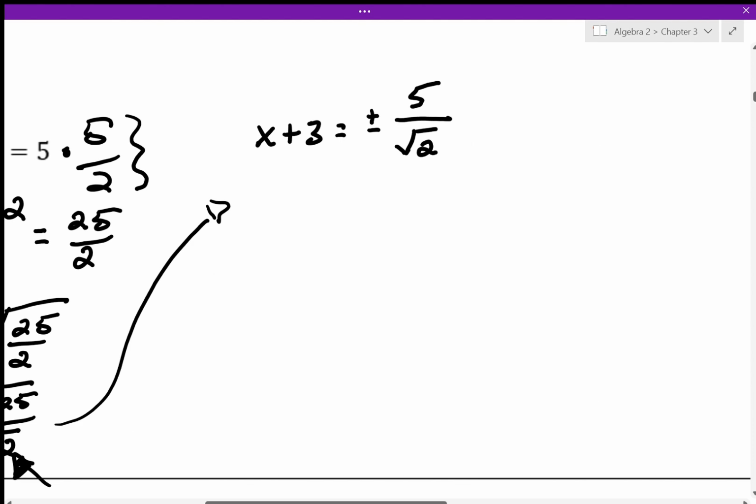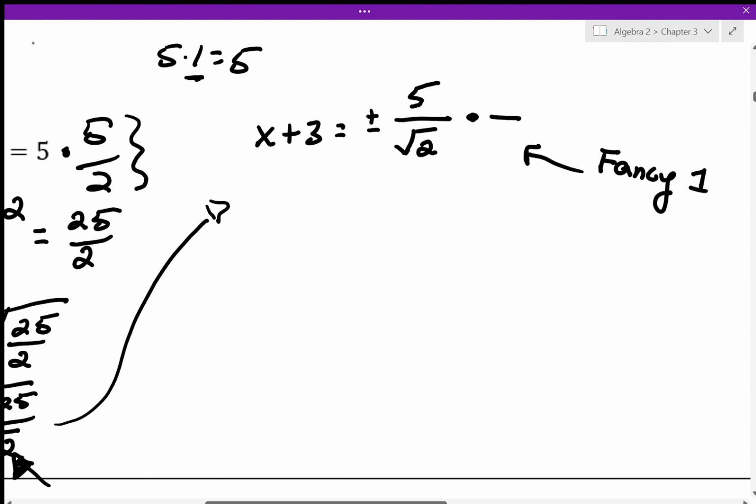Now, to get rid of that square root of 2, we're going to multiply by a fancy 1. A fancy 1, right? The number 1. You can multiply anything by 1, and we get the same thing. 5 times 1 is still 5, so we didn't change it when we multiplied by 1. And we know that the number 5 over 5 is also 1. A fraction where the top and the bottom are the same thing is just a 1. It's a fancy 1.